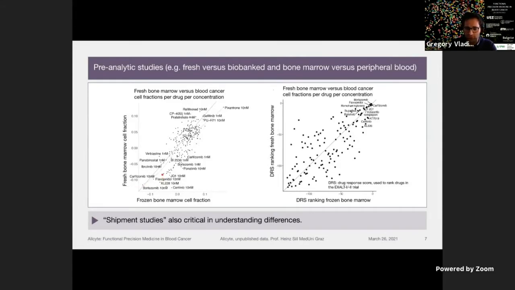And so this is a study in collaboration with Professor Heinz Sill from the Medi Graz, where we prospectively collected 10 AML bone marrow samples. We screened exactly like we did in EXALT-1, and then froze down a matching sample and then rescreened it. And this is just cell fractions, and we can see the good linearity. It was an N of 10. And the way that we ranked drugs as well in the EXALT trial, we also see good rankings between fresh and frozen here.